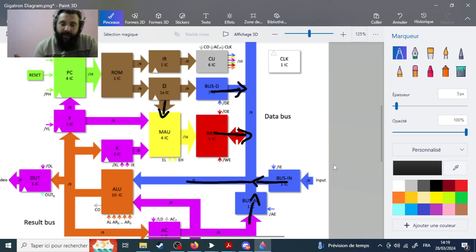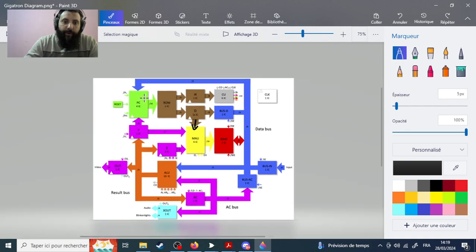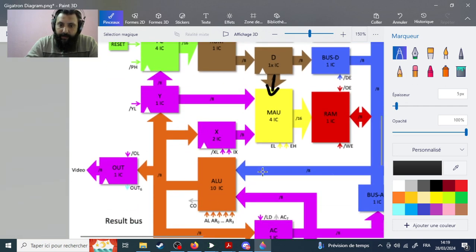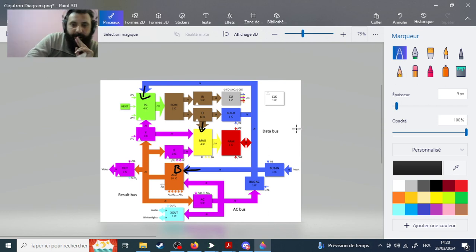Where can the information from this bus go? Destination: the program counter, very good. And the B input of the ALU value, yes, very good. And the last one, we have three destinations for this bus. The last one is to the RAM. Very good. We can talk about the ALU briefly.